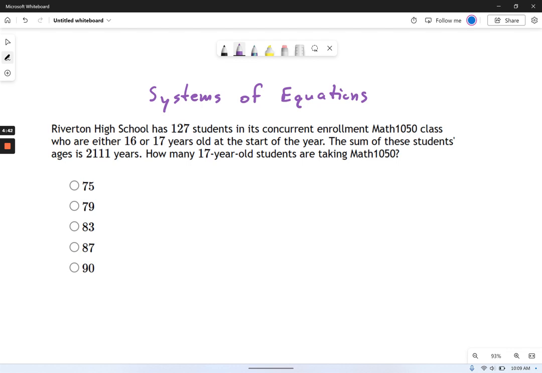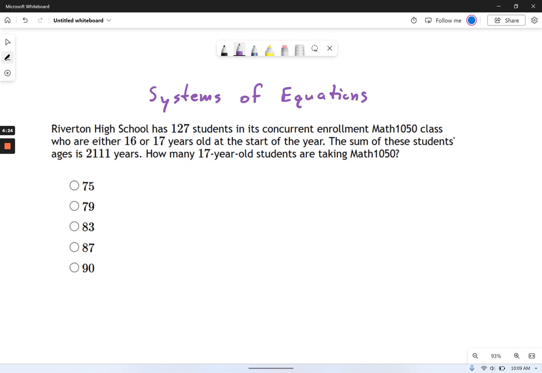Well, this is called a system of equations because we know two things, two basic ideas. We know how many total students there are, and then we know what the total sum of their ages is. That's two ideas. That makes two equations. Solving two equations is called a system. So let's write down those things we know first.